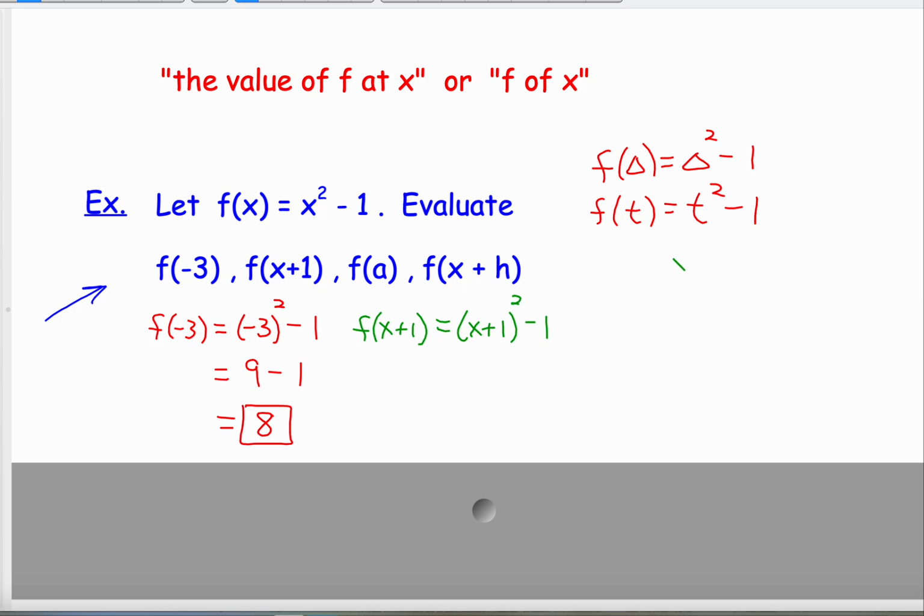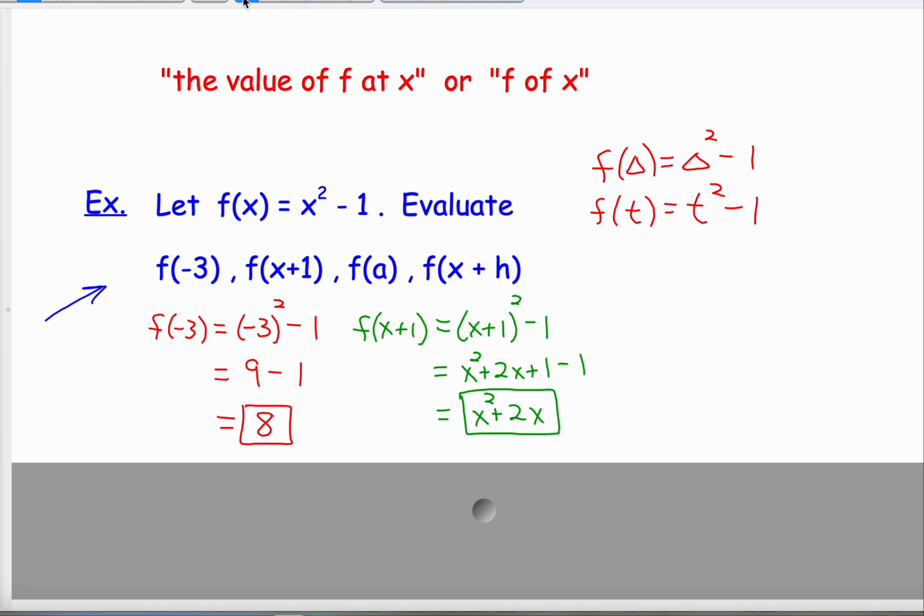Well, I'm going to have to multiply x plus 1 times x plus 1, and then I need to distribute, or a lot of students remember FOIL. So I have to multiply everything in the first parenthesis by everything in the second parenthesis. So I'm going to wind up getting an x squared plus 2x, when I combine like terms, plus 1, and then don't forget I still have to subtract 1. Well, the 1's will cancel, and I'll wind up with x squared plus 2x. So f of x plus 1 is x squared plus 2x.